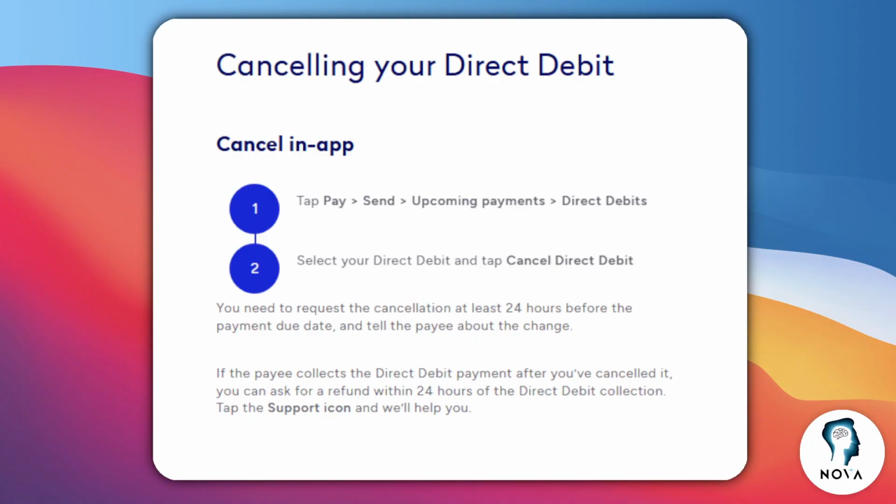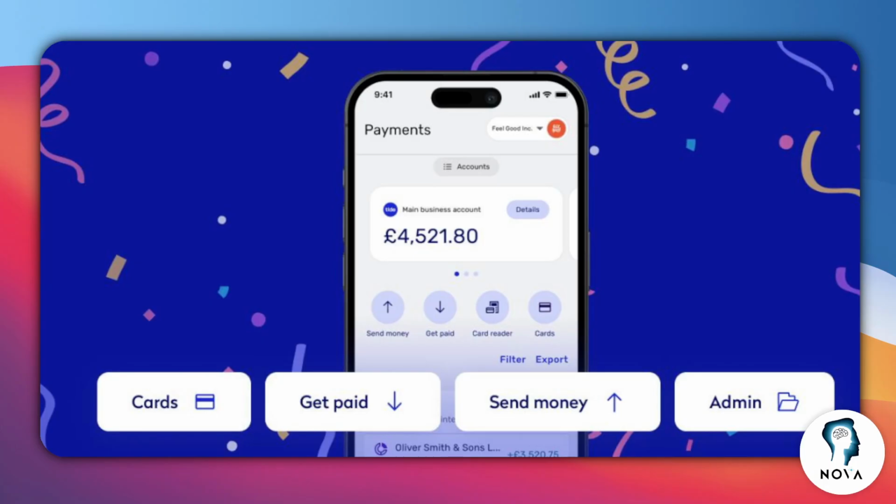So basically, this is a summary of what Tide is recommending. You'll have to sign in to your account, go to your pay option, then click on send, click on upcoming payments, select direct debits, and you will see a list of active direct debits. Choose the direct debit that you want to cancel, then click on cancel.